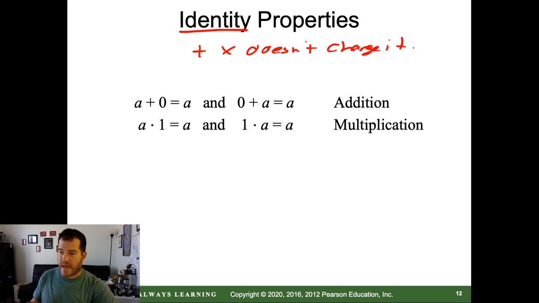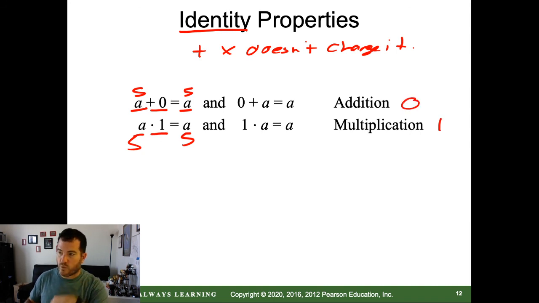And what I mean by that is, if you take any number, let's say 5, and if you add 0 to it, that number will again be 5. So the identity property of addition is going to be 0. The same thing, if this A is a 5, then 5 times 1 is also 5. So addition identity is 0.